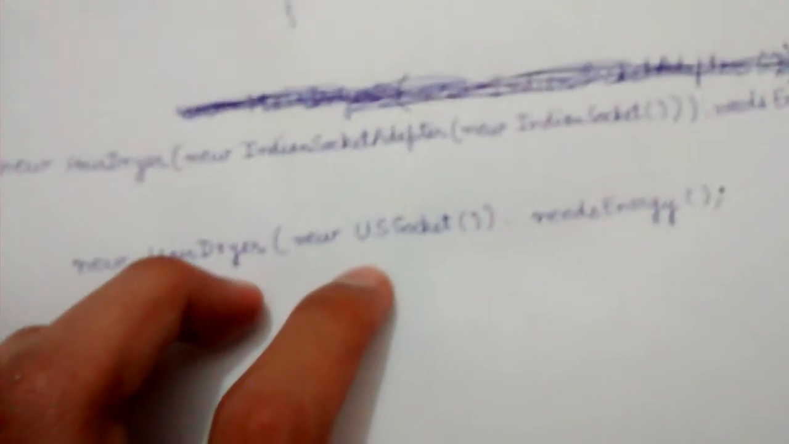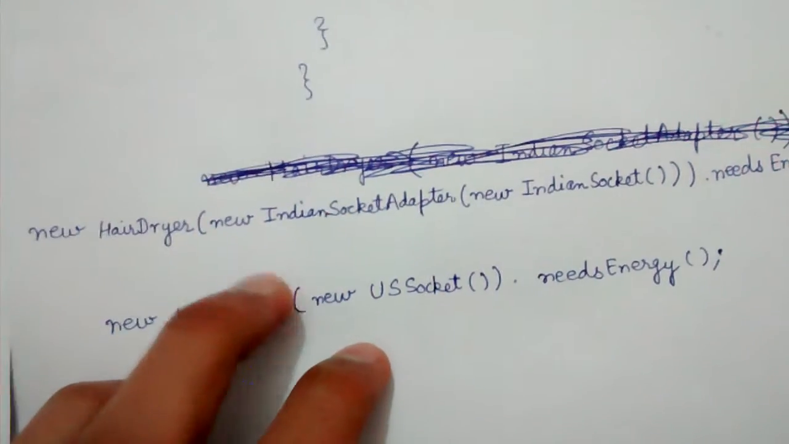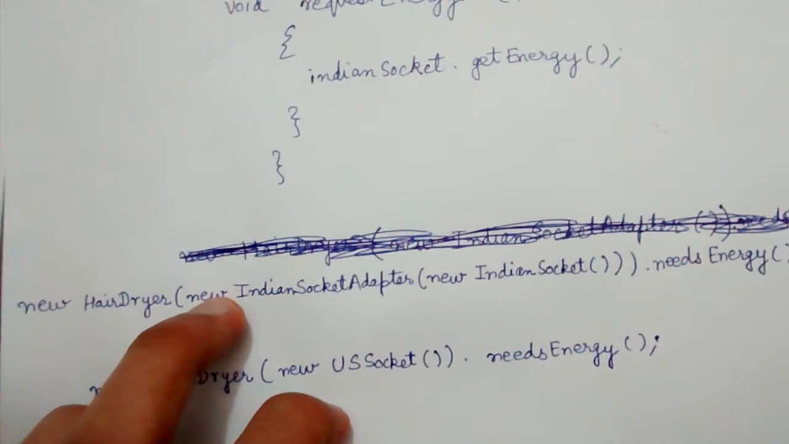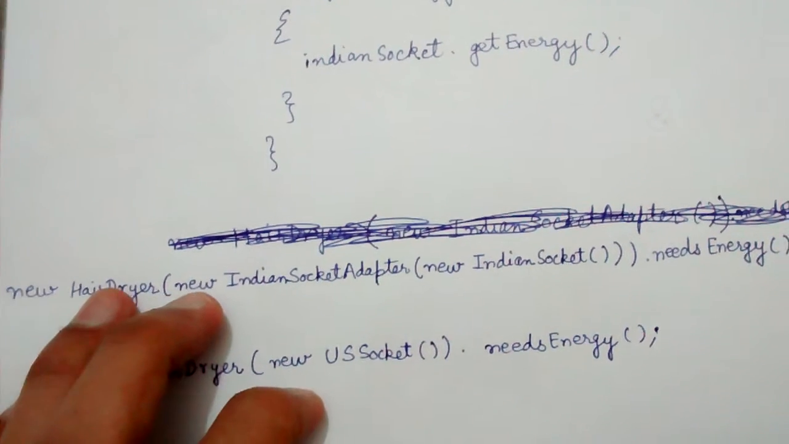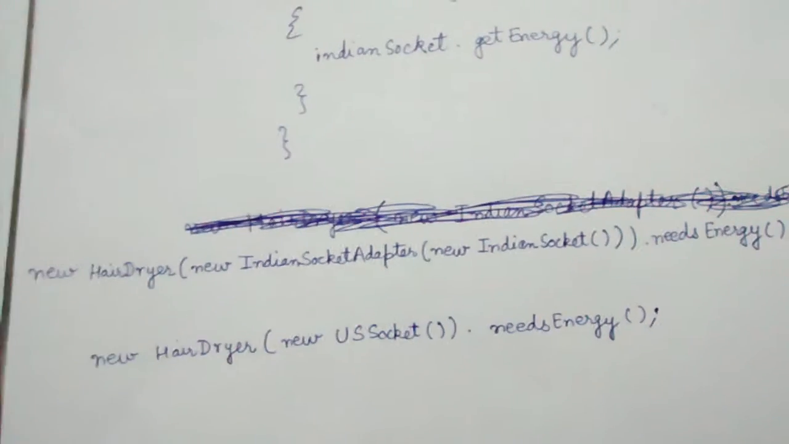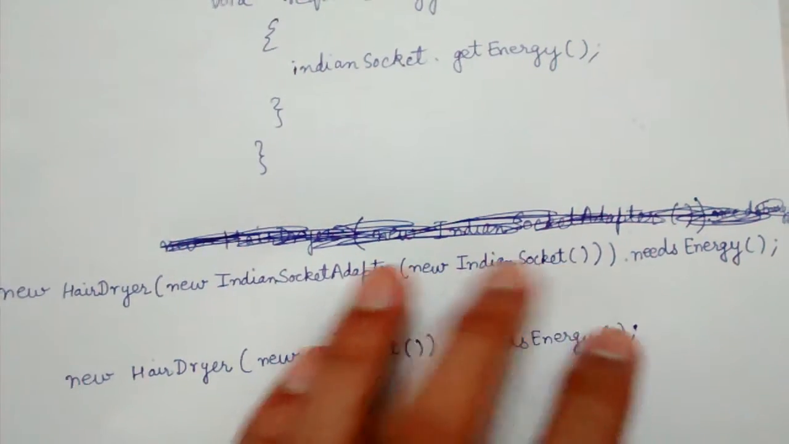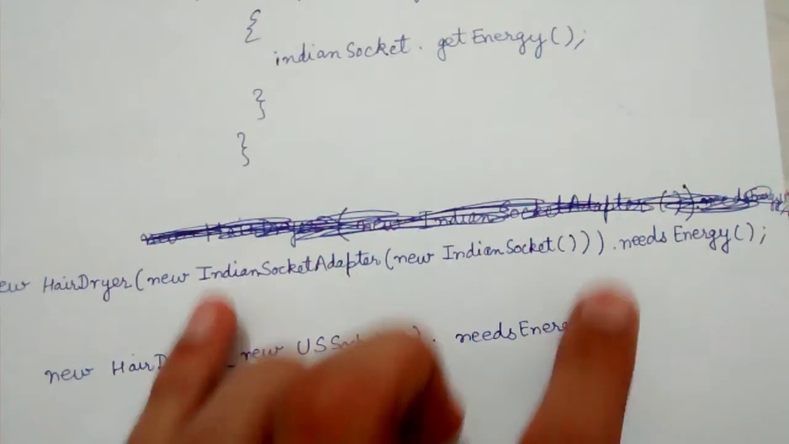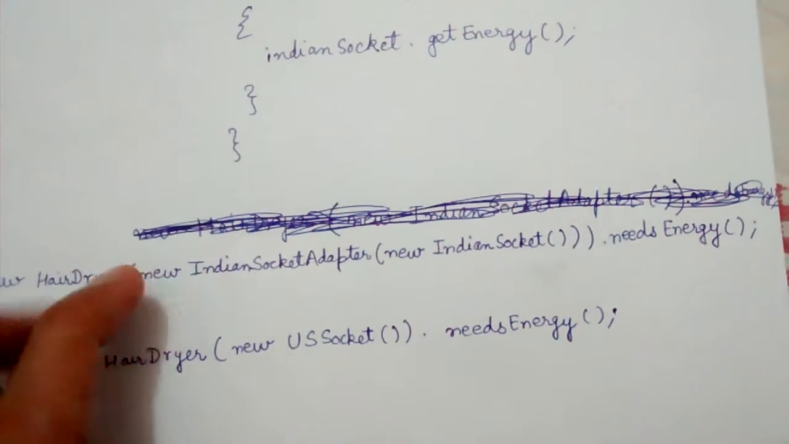Let's look at how we do it in India. This is how the hair dryer is started in the US. Let's look at how we get our hair dryer started in India. So new hair dryer, and then we wrap our Indian socket in an Indian socket adapter, and then we pass this to our hair dryer.